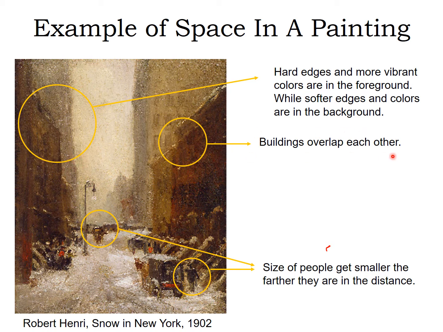Another way to create this illusion of perspective is having the buildings overlap on one another. The size of the people gets smaller, just like we talked about in the last slide. As they go back into space, the images of people get smaller as they go back into space.